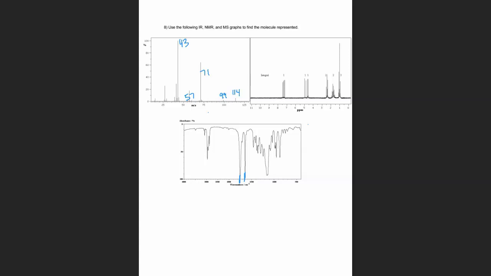Okay, so we do have a peak between 1700 and 1800, closer to 1800. Whenever we see something that's closer to 1800, we can say that that is a carbonyl, but because it's shifted to the left, we can say that we have an ester. An ester, okay.